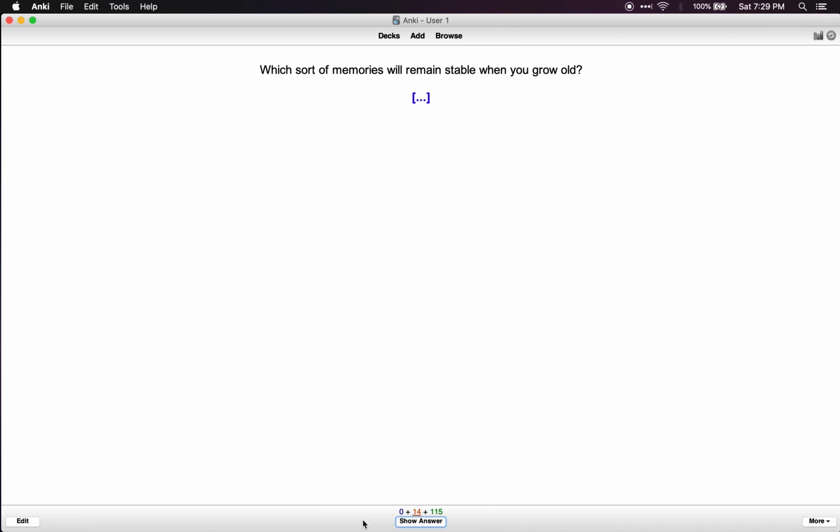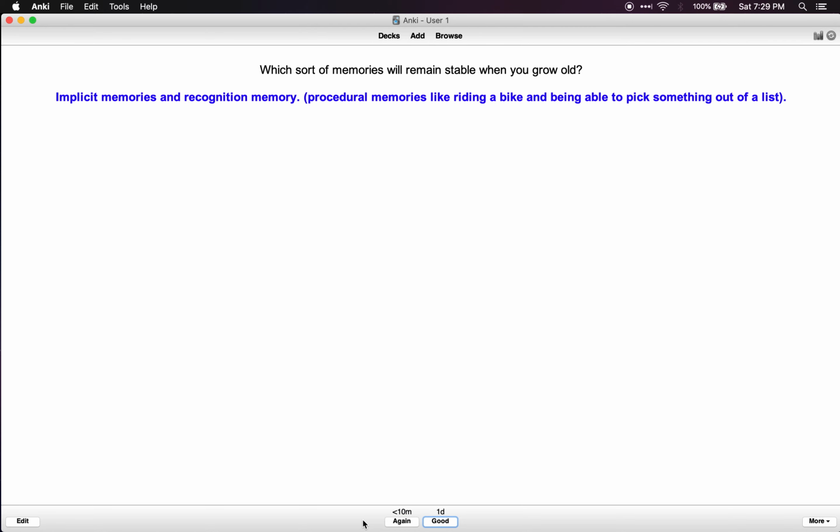What sort of memories will remain stable when you grow old? These are your implicit memory and your recognition memory. So you're able to still remember how to ride a bike or drive a car, but you're also still able to pick out things from a list because you have recognition memory.